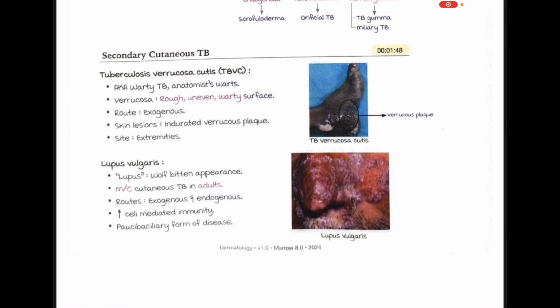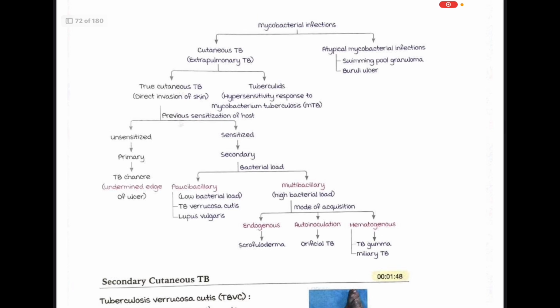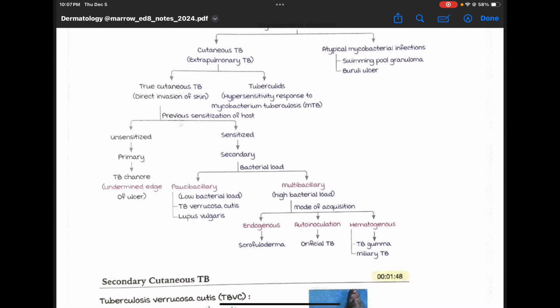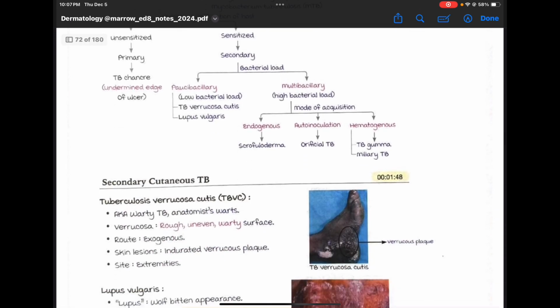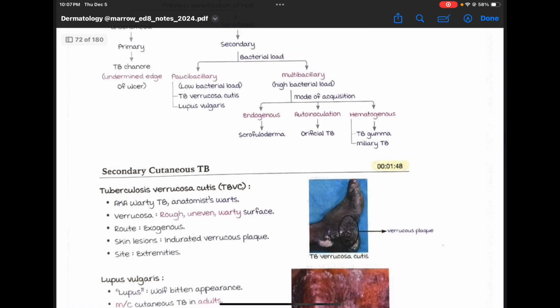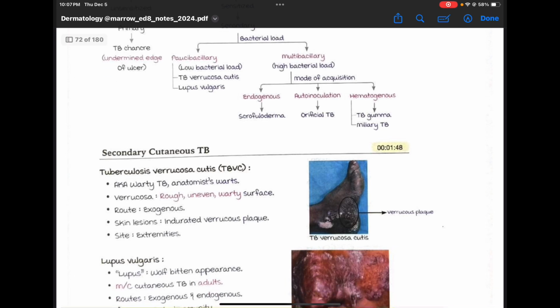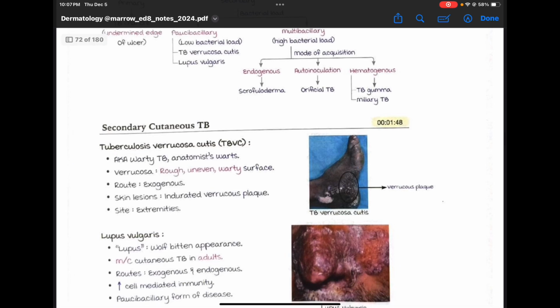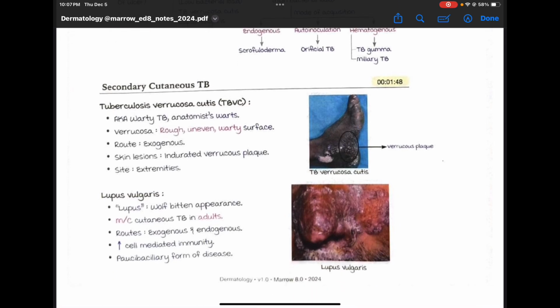So secondary cutaneous TB, which is when there is an infection of skin by TB bacterium in a previously sensitized host, that is secondary cutaneous TB. So in that again we have low bacteria and high bacteria. Low bacteria, first one is TB verrucosa cutis, also known as warty TB, anatomist's warts. Verrucosa meaning rough, uneven, warty surface. Route exogenous, skin lesions, indurated verrucous plaques.